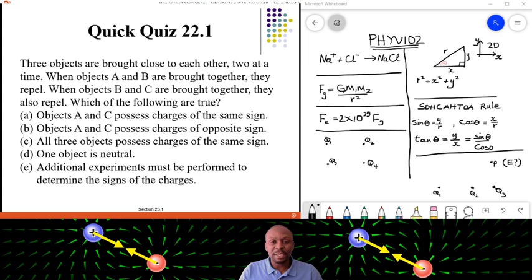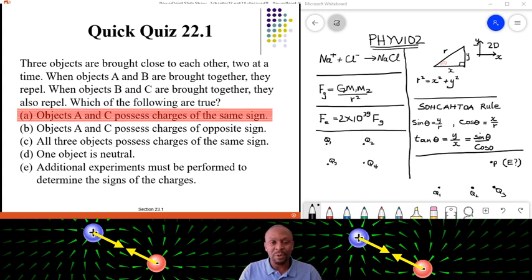I will pause a little bit to give you a chance to think about this. Objects A and C possess charges of the same sign. Objects A and C possess charges of opposite signs. All three objects possess charges of the same sign. One object is neutral. Additional experiments must be performed to determine the sign of the charges.